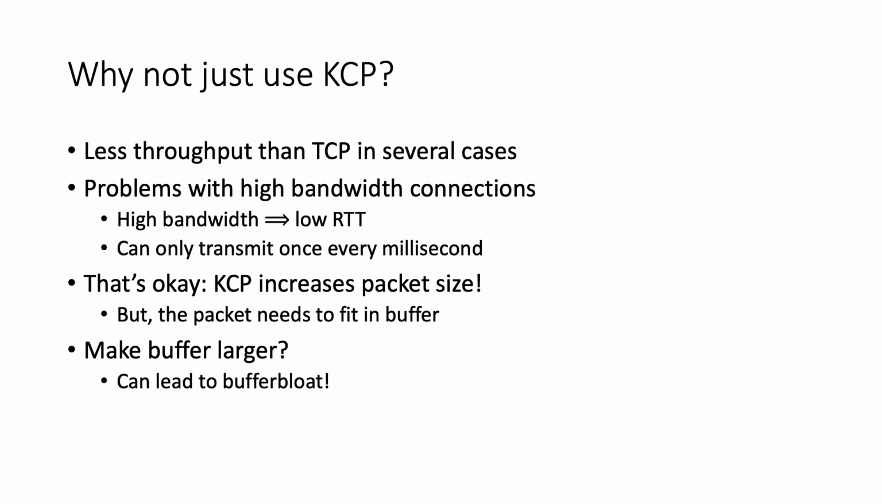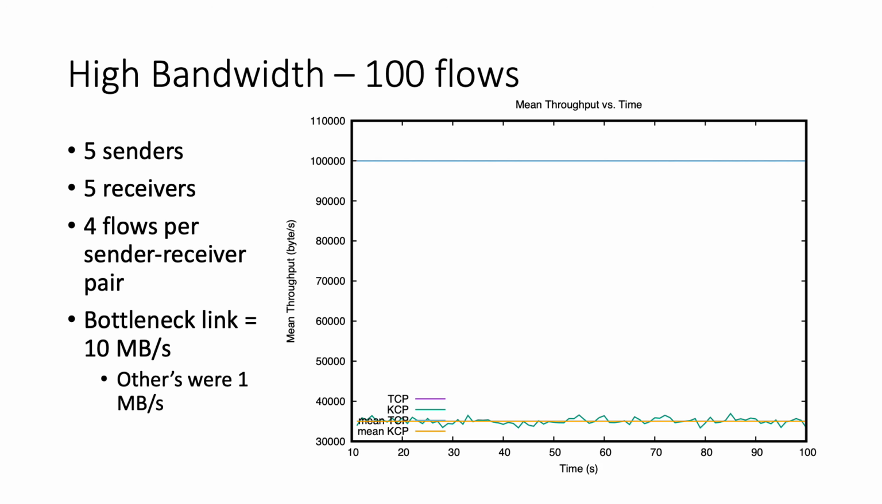We will continue to investigate these issues, and here is the plot I was telling you about that shows the high bandwidth flow. This experiment is similar to all the previous ones, except that it has a higher bandwidth at the bottleneck link. In fact, it's 10 times faster, so the bottleneck link is now 10 megabytes per second, whereas in previous experiments it was 1 megabyte per second. We can see quite clearly that TCP's performance is significantly better than KCP's in terms of throughput. TCP is able to sustain and saturate the bottleneck link at about 100,000 bytes per second, and KCP is falling significantly behind at only 35,000 bytes per second.